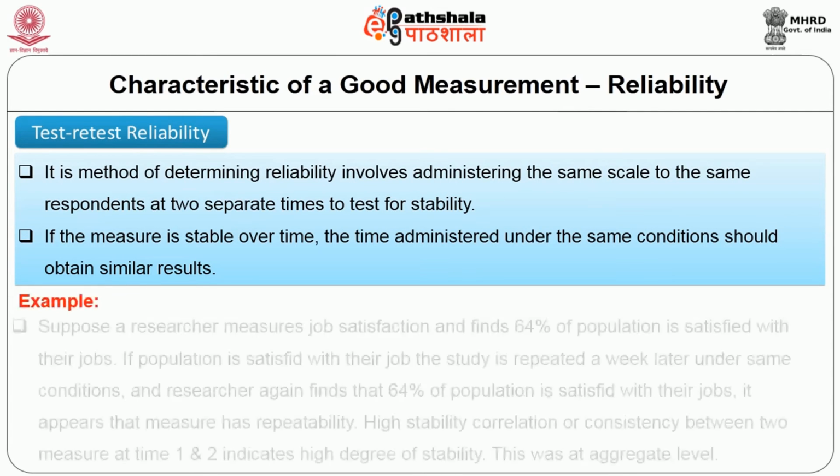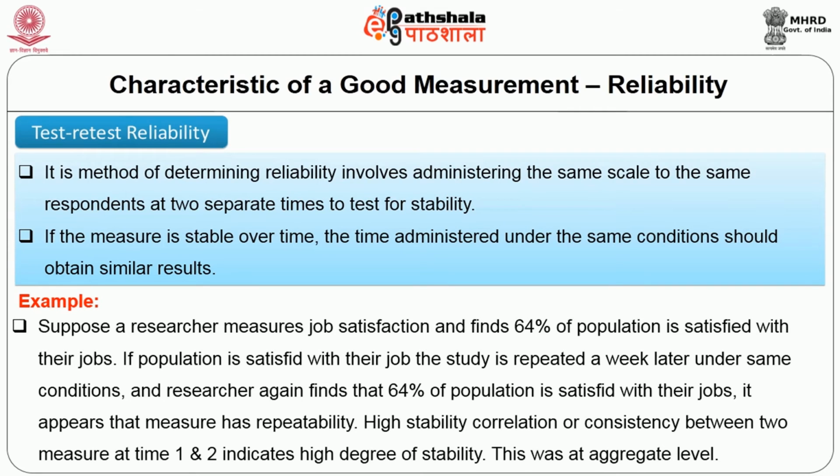For example, suppose a researcher measures job satisfaction and finds that 64% of the population is satisfied with their jobs. The study is repeated a week later under similar conditions, and the researcher again finds that 64% of the population is satisfied with their jobs. It appears that the measure has repeatability. The high stability correlation or consistency between the two measures at time 1 and at time 2 indicates a high degree of reliability.